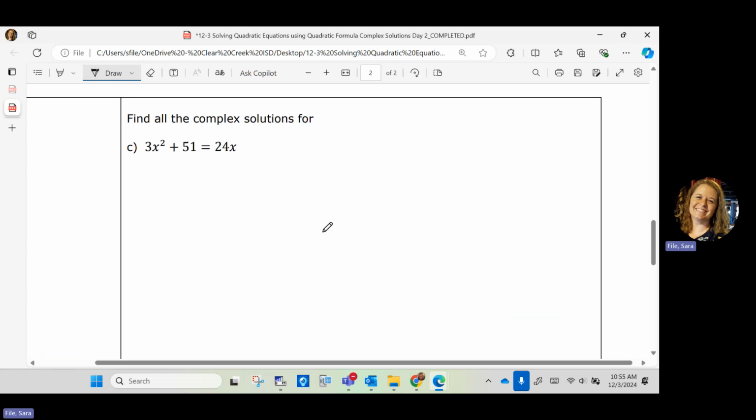All right, just like yesterday, when we flipped over to the back, all of a sudden our equations, our quadratics, are not in standard form. So what do I have to do to put this in standard form? I need to move that 24x over to the left. How am I going to move it? Okay, so it becomes minus 24x when we move it over to the left. So now our equation is set equal to 0, which is what we wanted. So now we can identify our A, B, and C. What is A? B? C. Perfect. Thank you very much.